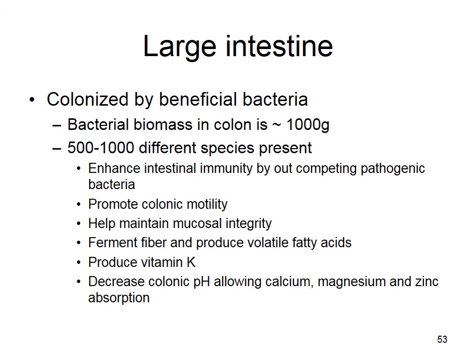Okay, your bacteria produce vitamin K for you. And that gets absorbed in the large intestine. Okay, and then those bacteria decrease colonic pH. They make it a little acidic, and that helps with mineral absorption. So you do absorb calcium, magnesium, and zinc in your large intestine. Okay, so there's lots of benefits to housing that kilogram of bacteria in your large intestine. So it's good to feed them properly. So eat lots of fiber.